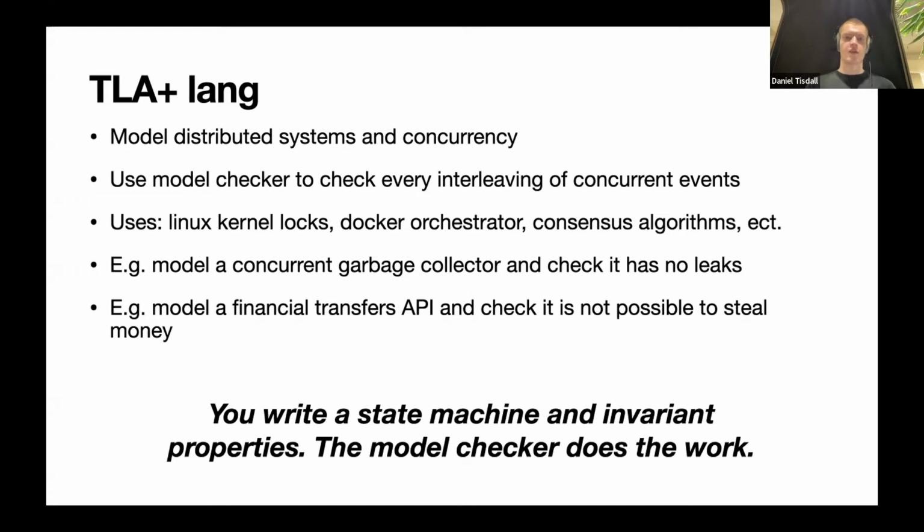So just to summarize, you write a state machine and you write properties that you want to check for that state machine, and the model checker does the work. So you just specify the system and the model checker checks that it's correct for you.